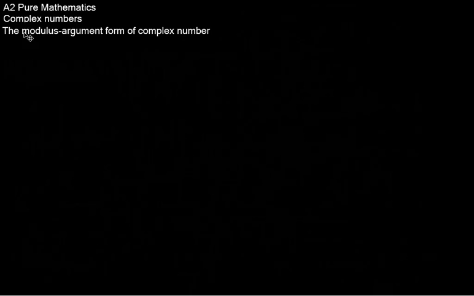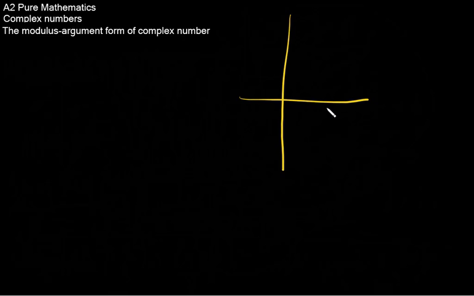Let's talk about the modulus argument form of a complex number. We have known that if we represent a complex number in an Argand diagram, it looks something like this. So the complex number, just like 3, 4, looks something like this. This is our complex number, and this is the modulus of it, which means the length of it from the origin.